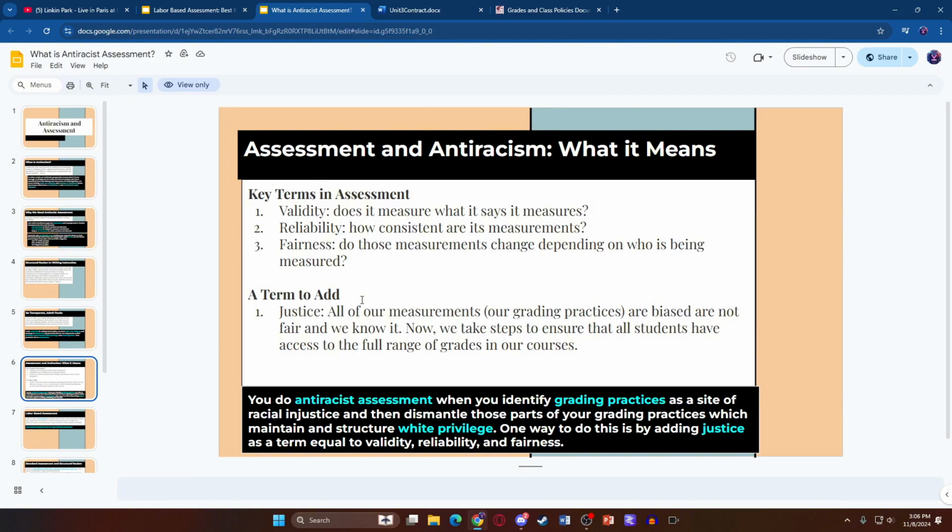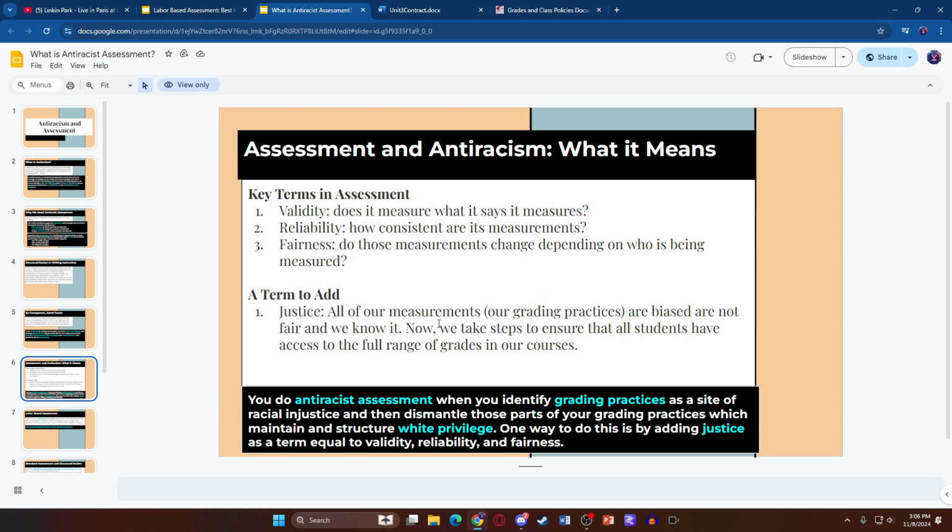Do those measurements change depending on who is being measured? And that's sort of the issue with assessment and language in general, right? If you have been in the program before, sometimes we've done grading calibration, things like that. There are all kinds of methods that writing instructors and program administrators have used to try to get that fairness key point down. So with labor-based assessment, we tend to add a fourth term, justice.